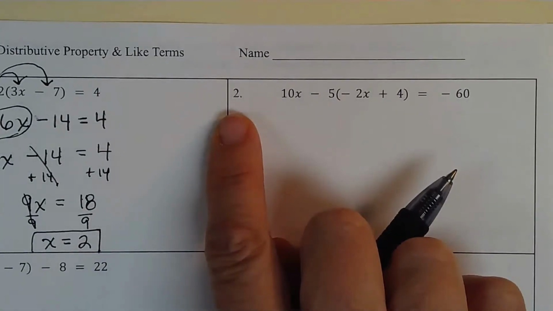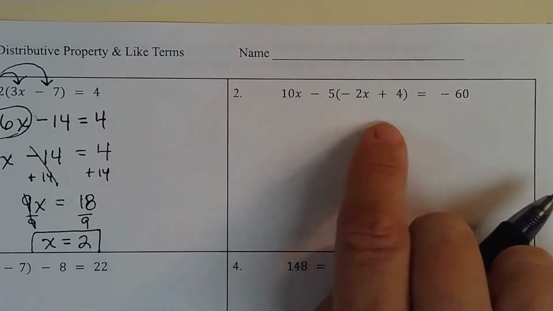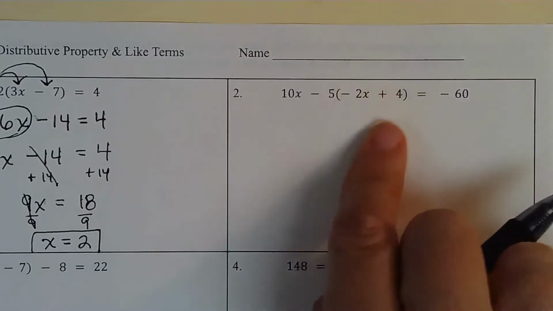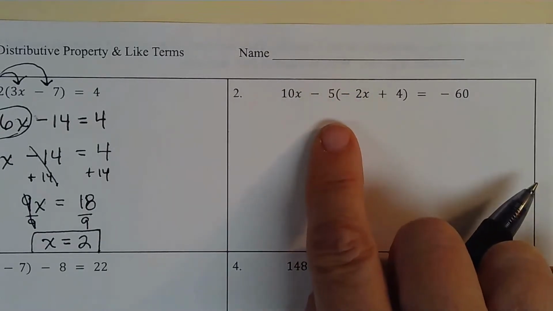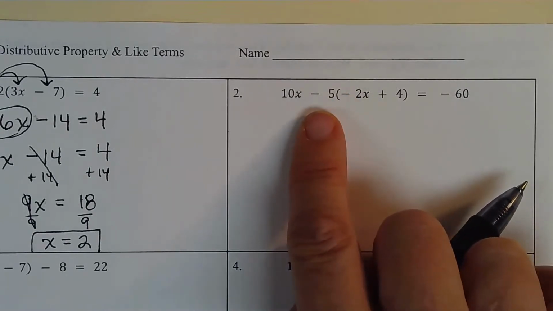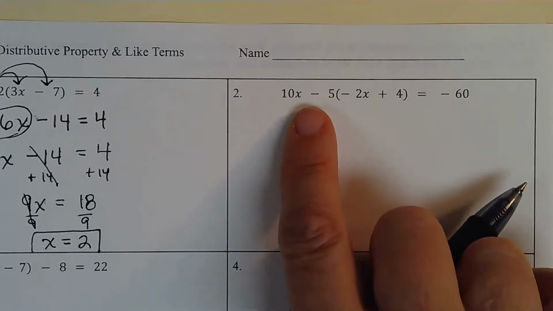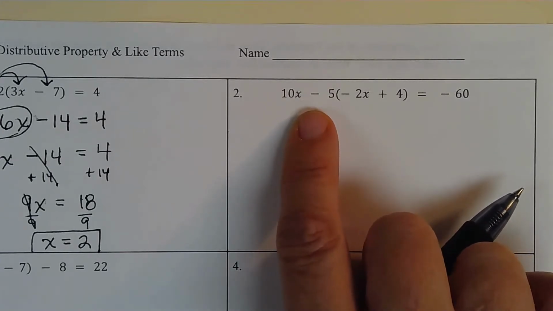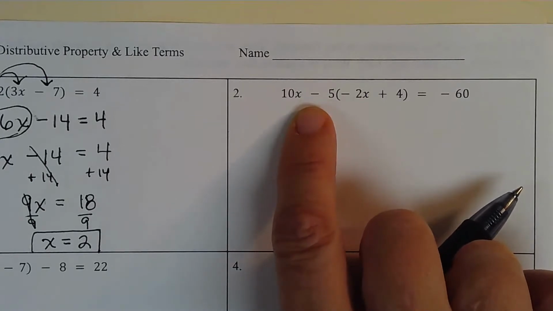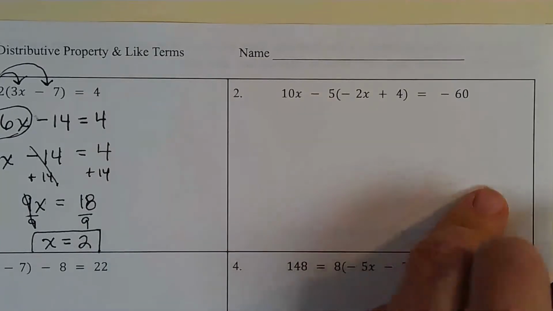So number 2 is very similar to number 1 in that I have parentheses. So parentheses first, I need to distribute first. It's a little bit more challenging than problem number 1 because I'm going to be distributing a negative 5. So that minus sign in front of the 5 is super important. That minus sign looks like a negative sign because it is, okay? Minus and negative mean the same thing.